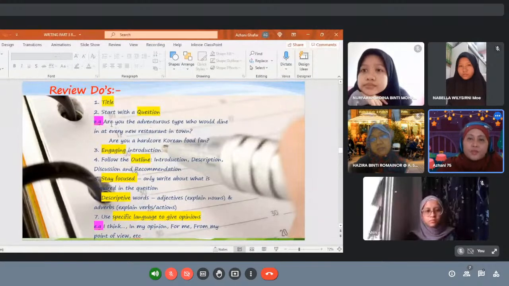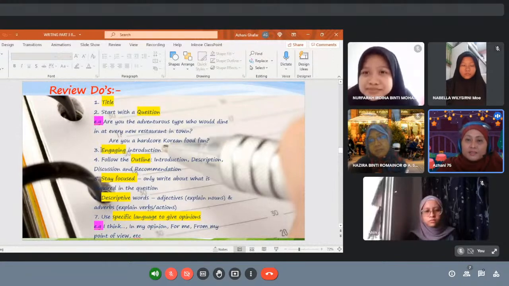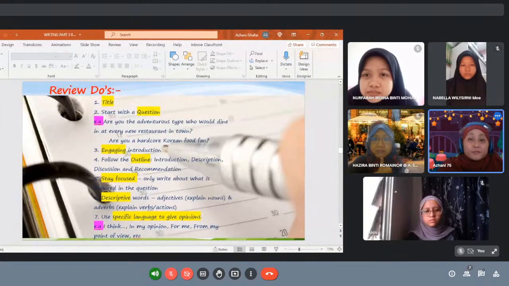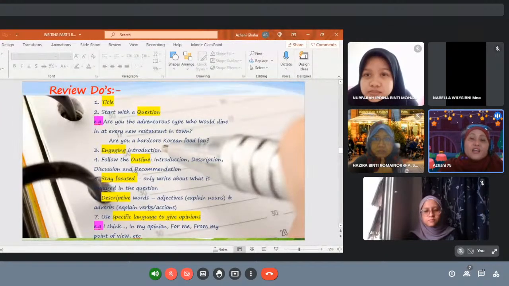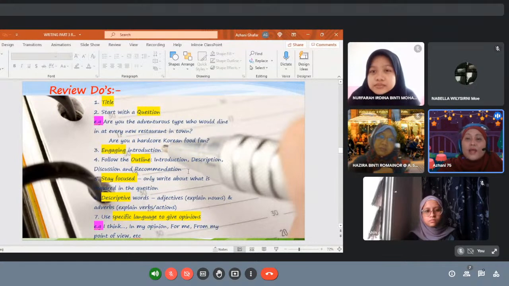Some examples here. Are you the adventurous type who would dine in at every new restaurant in town? Or are you a hardcore fan of Korean food? It could be the other way around, the difference in the sentence. Engaging introduction: what's in the first paragraph could be interesting, or it invites your reader's attention. That is engaging. Follow the outline. The previous slide already gave you the outline. So you must have first the introduction, next description, after that discussion, and lastly recommendation.